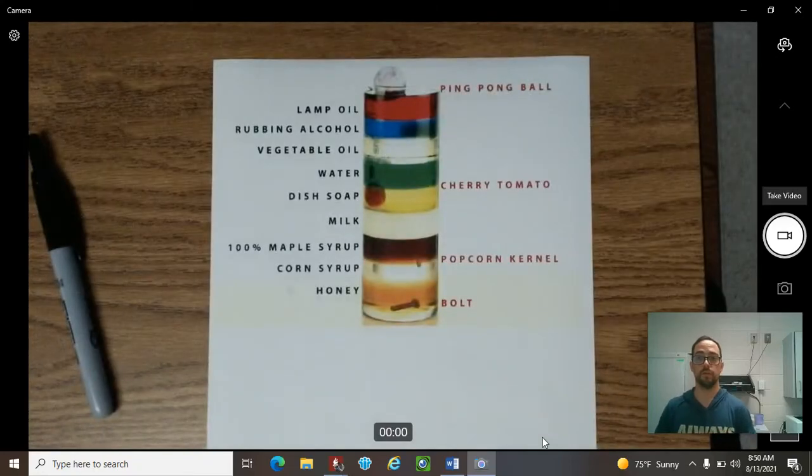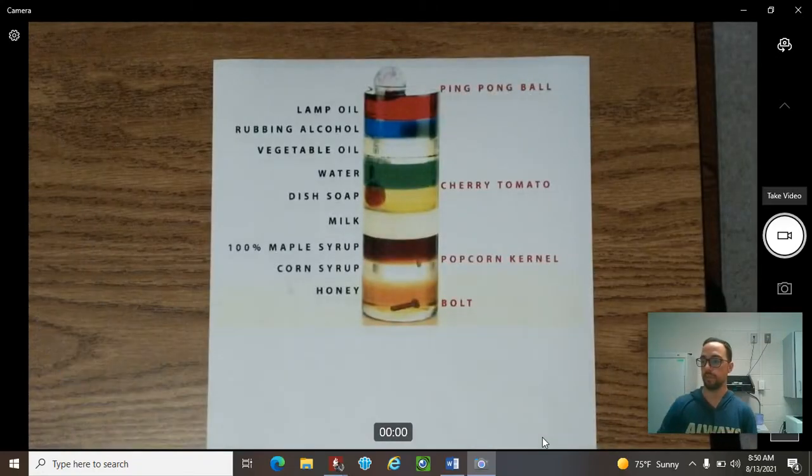Hey guys, Coach Cook here, going to help you out with the density columns. Okay, so this will be on your test. Had a lot of kids kind of struggling with it, so trying to help you out.